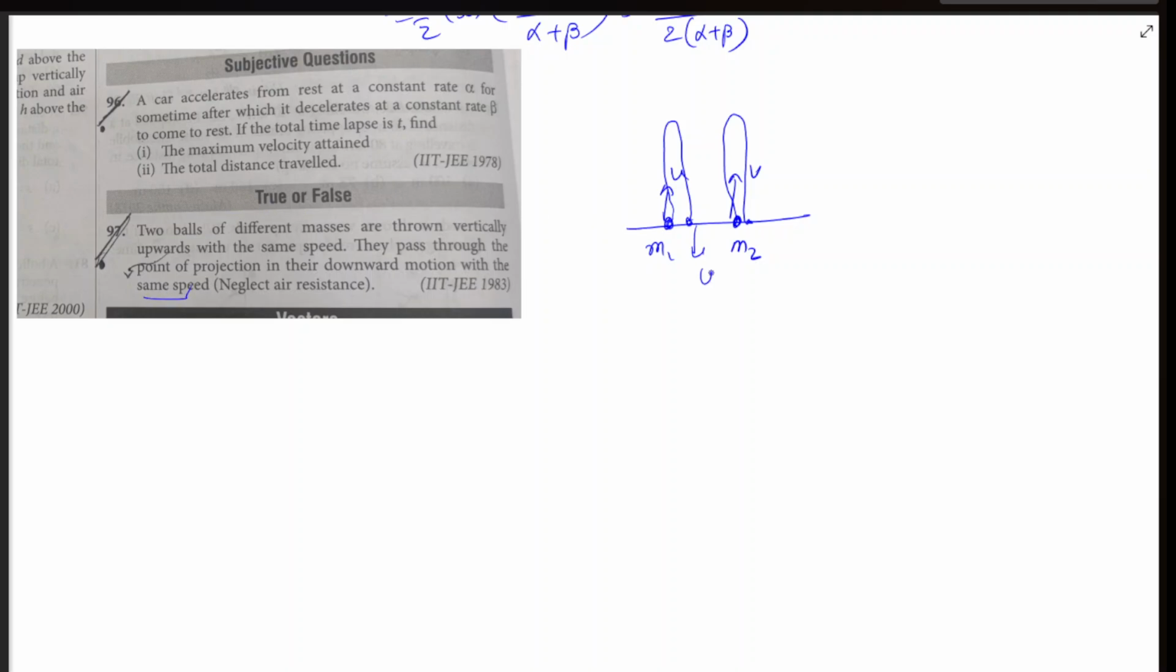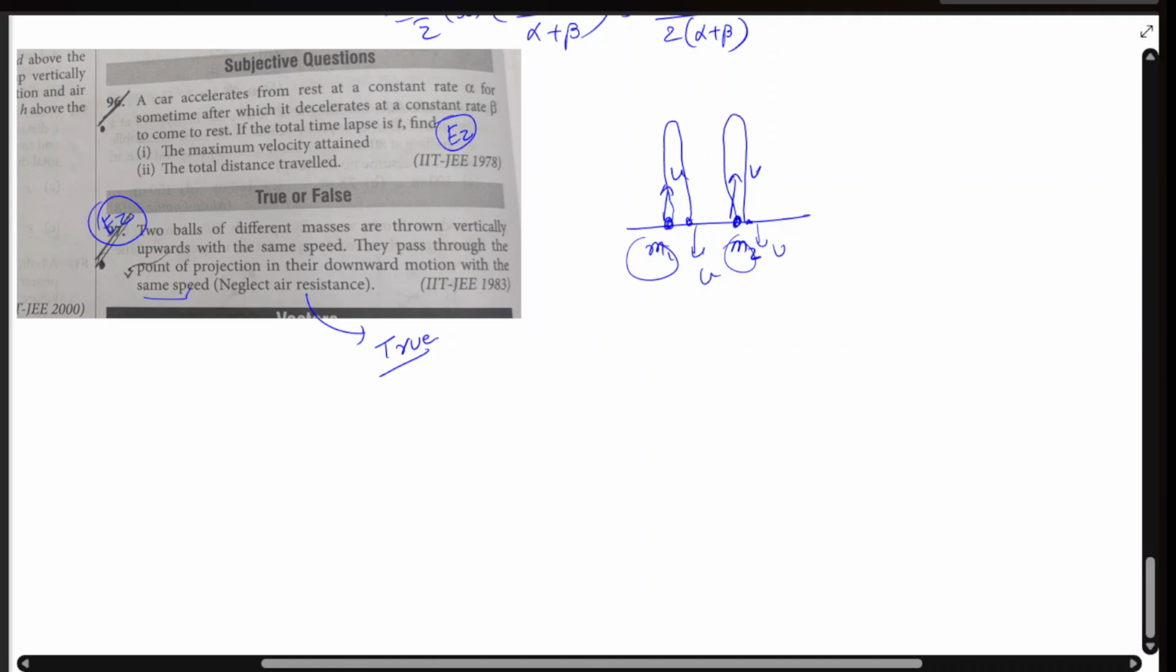Yes, this is true. Absolutely. They will again move with the same speed. The mass does not matter. In the equation of motion, there is no mass. It does not depend on mass, right? We know that, right? So it is true. That is a very easy question. This is also an easy question, right? Perfect. The next questions we are going to discuss.